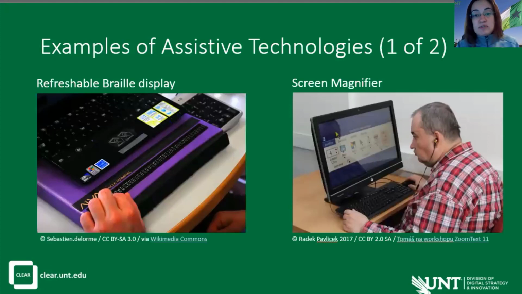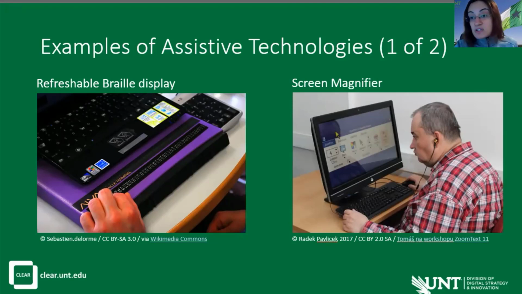Here are a couple of examples of technologies that people with disabilities use, depending on the disability, to interact with the computer. One is the Refreshable Braille display. It will translate the content on a computer screen, particularly text-based content, into Braille. People with extremely low vision can use screen magnifiers. There is paid software like ZoomText, as in this example, but Windows also has a native built-in screen magnifier that you can enable by pressing the Windows button and the plus symbol.